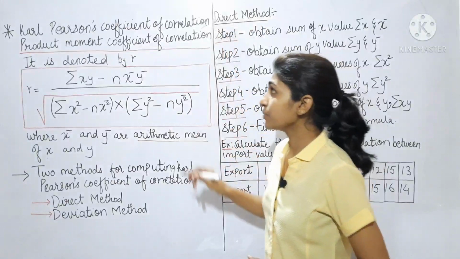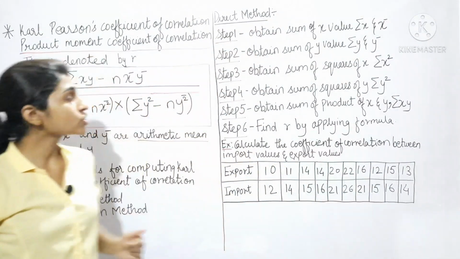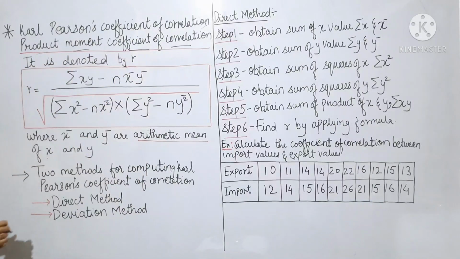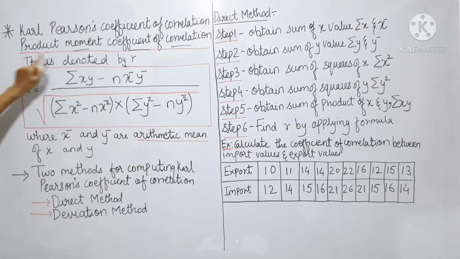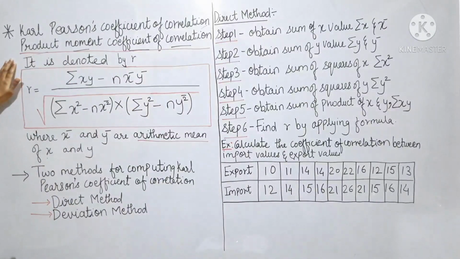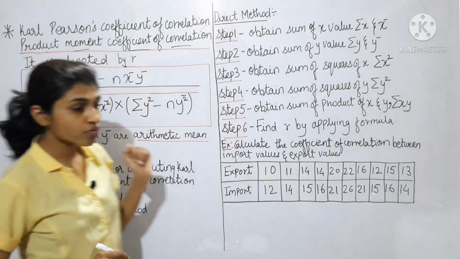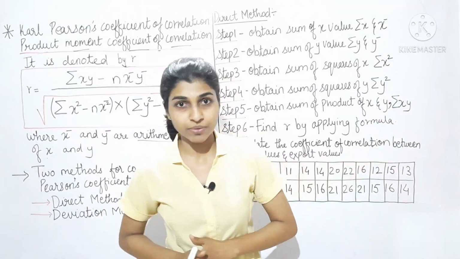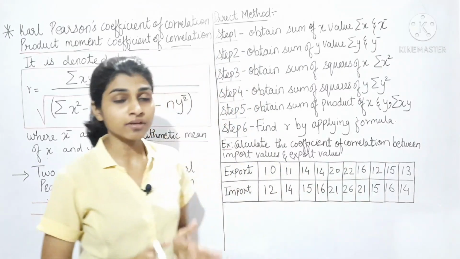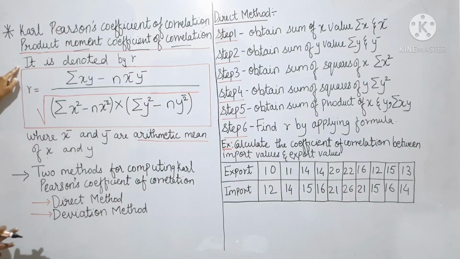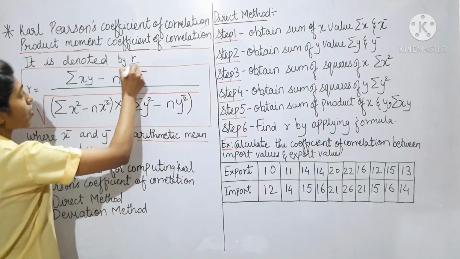This method, the Karl Pearson coefficient of correlation, is also called the product moment coefficient of correlation. In this method, we find the linear relationship between the two variables, that is, the extent of linear relationship between the two variables. And this is denoted by small r.